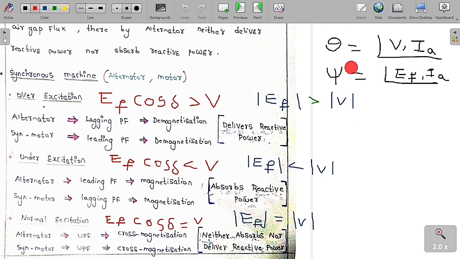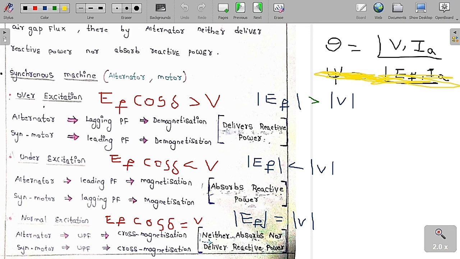So let me do a small correction here. Actually, in the previous concept I've already told you, here theta is the angle between the V and IA, and psi is the angle between EF and IA. I have told that we are going to assign the power factor with respect to theta for generator and psi for the motor. It's a wrong one. Either for synchronous motor or synchronous generator, we are going to define the power factor with respect to theta itself. So this is the wrong one.